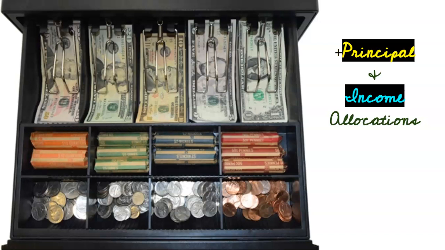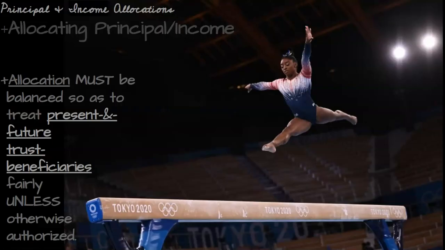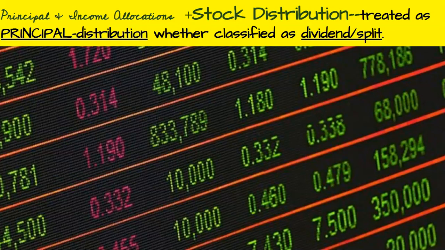All right, principal and income allocation. Remaindermen are entitled to trust principal. Life beneficiaries are entitled to trust income. Allocating principal or income. Allocation must be balanced so as to treat present and future trust beneficiaries fairly, unless otherwise authorized. UPAIA, trustee can recategorize and reallocate as necessary to fulfill trust purpose.